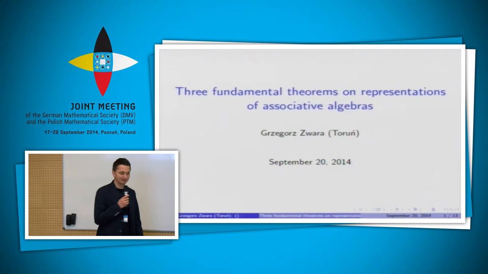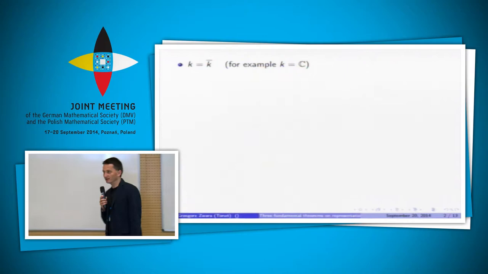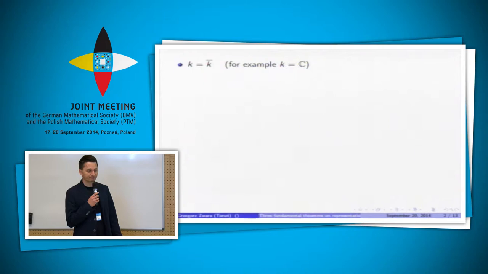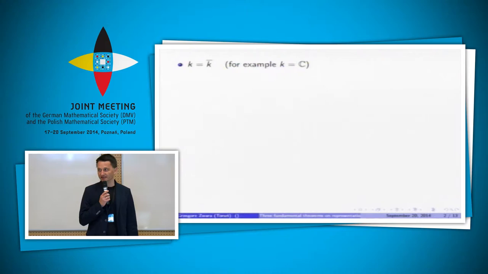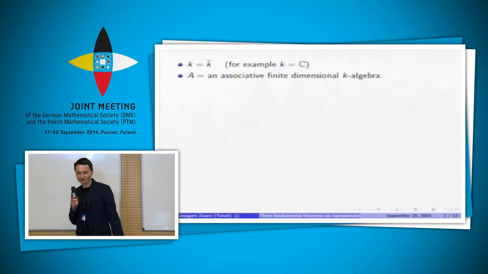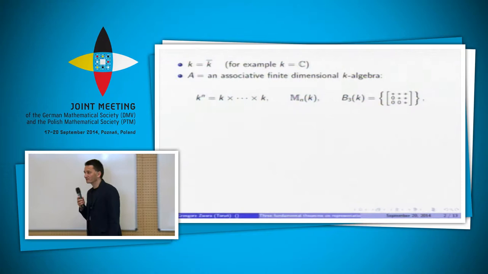First of all, we work over an algebraically closed field of arbitrary characteristic. You can always think about the complex field. Sometimes the characteristic has some meaning in this theory. Quite often results are independent of the characteristic of the field. And by A, we denote an associative finite dimensional k-algebra, so say a ring with additional structure of a k vector space. And here are a few examples that we can have in mind.